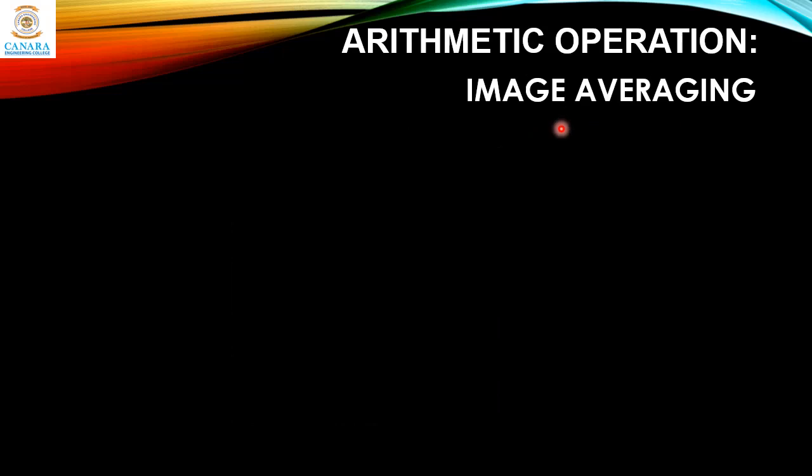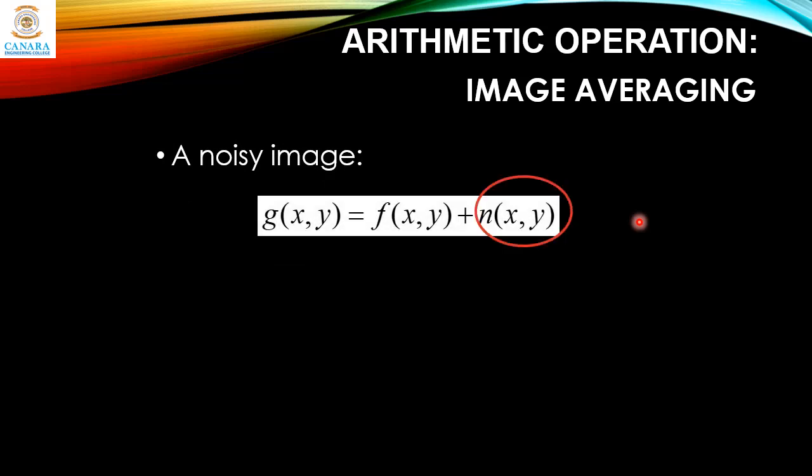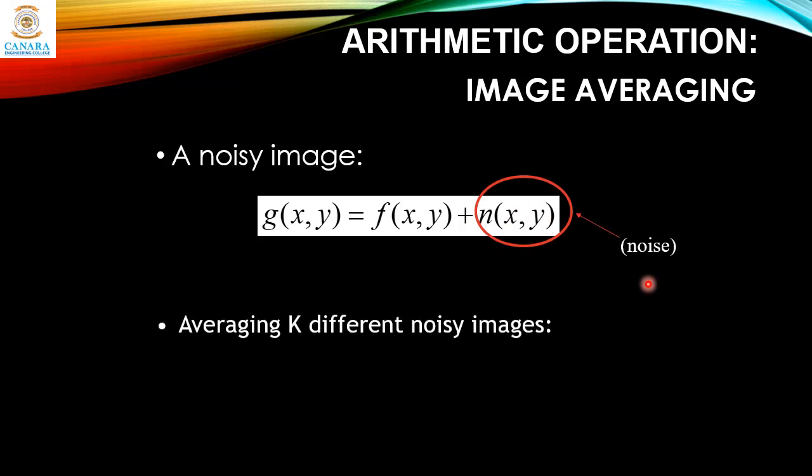Another type of arithmetic operation that we can perform on images is the averaging operator, image averaging. So here what we have is a noisy image or a set of them. The noisy image is given by the equation g(x,y) = f(x,y) + n(x,y). So this is the noise here.